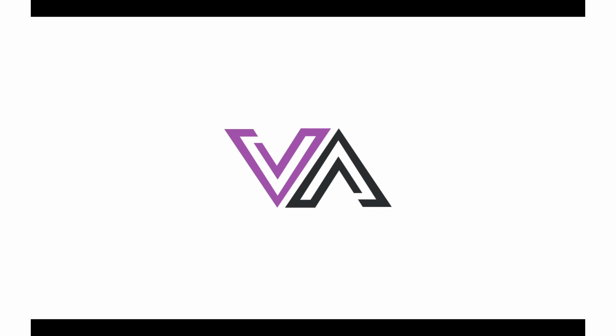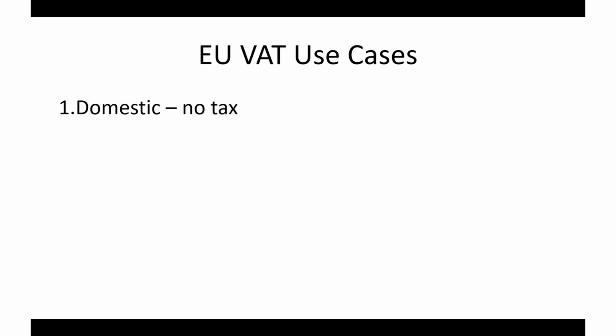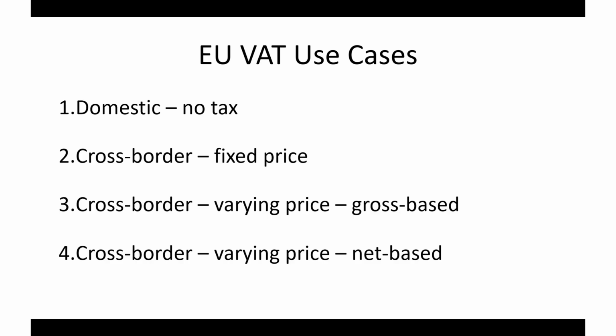In this video, I will show you how to set up the Vanilo cloud tax engine for operations in the European Union. I will mention 4 different approaches to EU VAT. These are the domestic sales, cross-border selling in multiple EU countries using a fixed retail price, cross-border selling where the final price varies based on the VAT rate of the customer's country, and finally, the same as the previous one, but using a net-based price list, which is more typical for pure B2B operations.